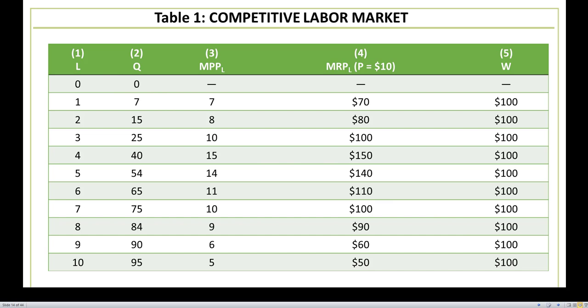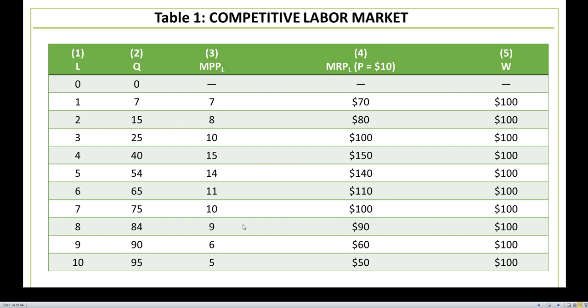One final thing that we should note about this particular table comes from column number 3. We notice that the MPPL increases and then starts to decline. And this might seem a little bit unusual because one of the assumptions that we brought up was every single worker was seen as identical and was equally productive as one another. So why are these values fluctuating from high to low amounts? And the answer is because we are still working in the short run within the competitive labor market.